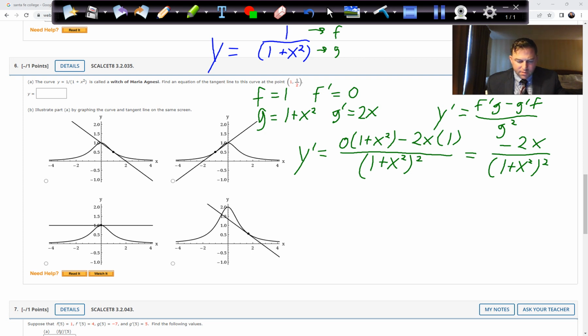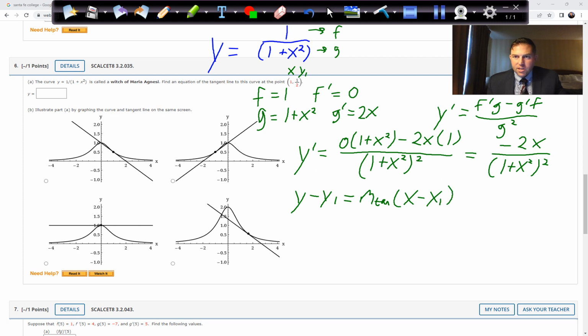Now they want us to find the equation of the tangent line to the curve at the point 1, 1/2. So they want us to plug in x as 1. And the y value for that function is 1/2. So this is like y1. So we're going to get the equation is going to be y minus y1 equals slope of the tangent line times x minus x1.